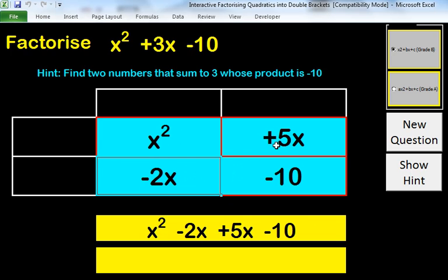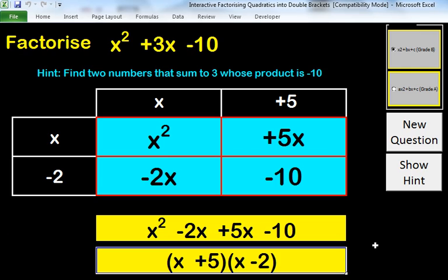So we've got x squared plus 5x. It's going to be x, and x times x is going to have to be x squared, x times plus 5, and x times by minus 2. So in the brackets we're going to have x plus 5 and x minus 2. So we've got a reveal there to show our factorisation into double brackets. So we can now go on and look for a new question.